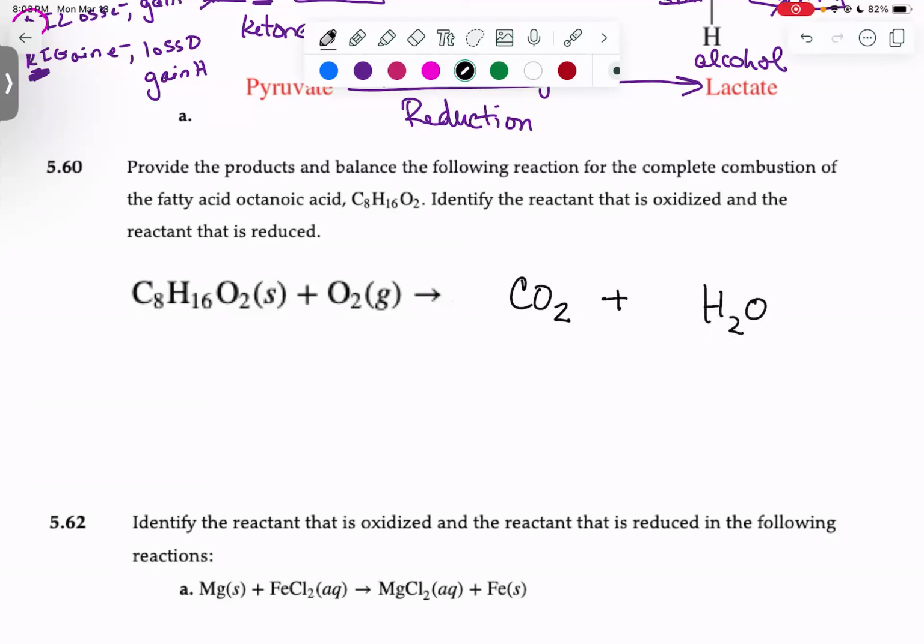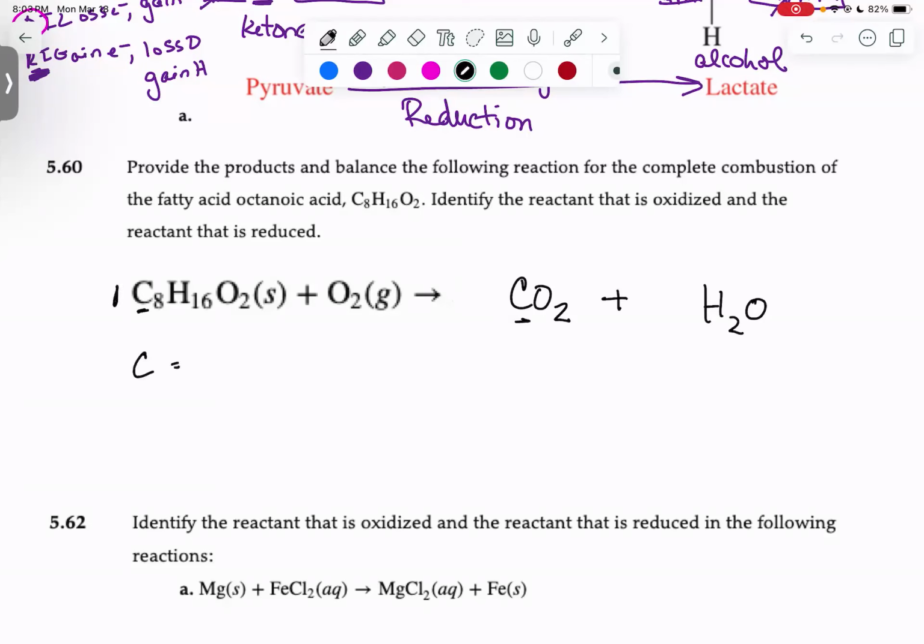So now all I have to do is balance it. And remember, I want to start with things that only occur once. So if I look over here, carbon's only in one place and carbon's only in one place. So that's a fantastic element to start with.